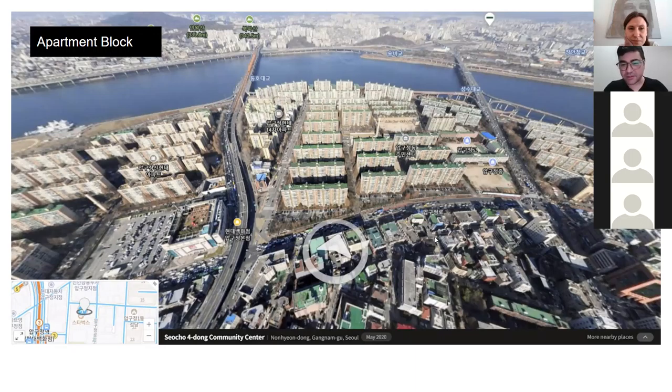And each of these works as its own compound, right? So the entire parcel is one apartment complex, and the whole apartment complex, again, is almost like its own urban island.